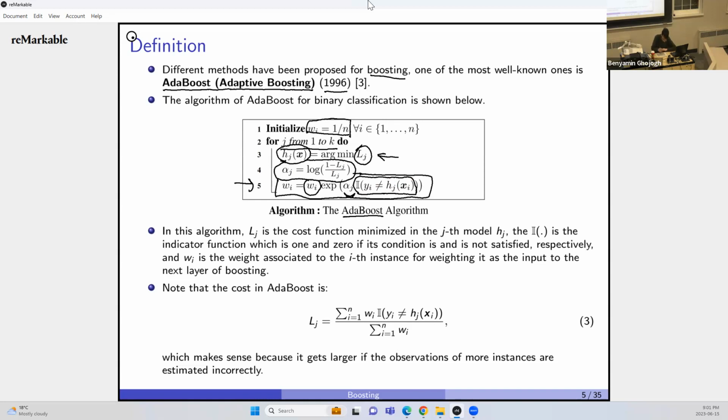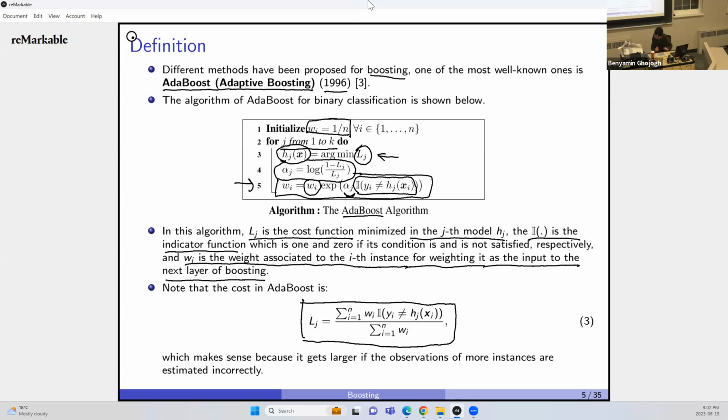Now in this algorithm, Lj is the cost function minimized in the jth model hj, and I is the indicator function. wi is the weight associated to the ith instance for weighting it as the input to the next layer of boosting. As I said, these are the weights. Note the cost in AdaBoost. Now I'm defining Lj, used in line 3 of the algorithm. Lj equals this. What is it? Summation of i from 1 to n, wi times the indicator function yi not equal to hj(xi), over summation of wi.